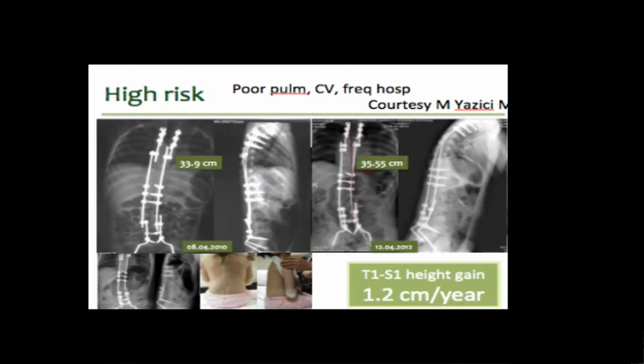And the corollary is the high risk, the poor pulmonary, the cardiovascular system is bad, frequent respiratory infections. You may consider a growth-friendly type device such as a Shilla.